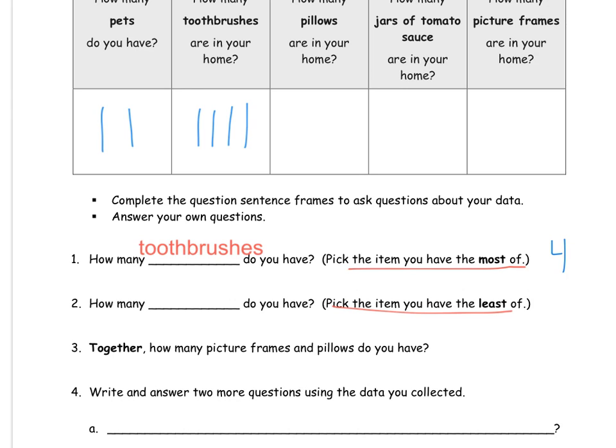So my first step is to complete the question sentence frames to ask questions about your data. I'm doing that by using the ones that I have the most of, which is 4 up here. And then it says answer my own question, so I put my answer right there to the side. So you're going to create questions and then answer questions about the data that you are gathering at home. Let's take a look at page 2.